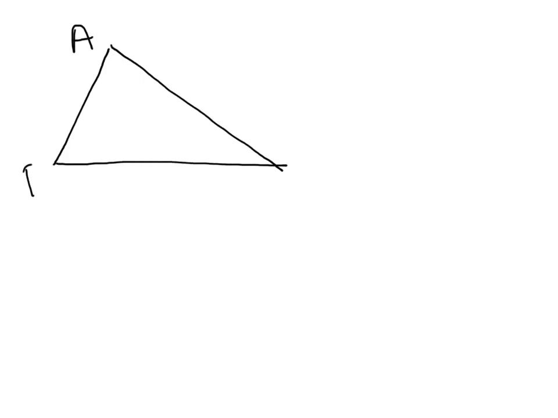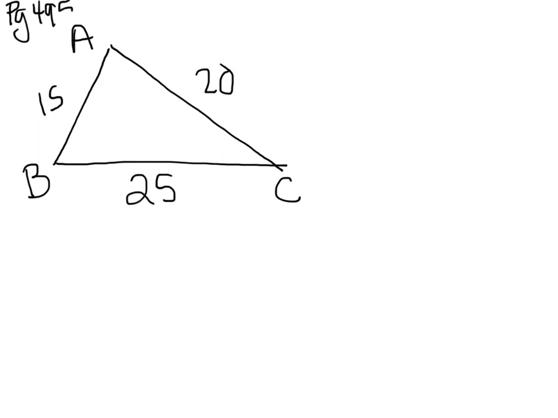So we have a triangle ABC, where AB is 15, AC is 20, and BC is 25. And this is page 495, number 39. Now, think to yourself, what type of triangle does this look like? And this should throw up a red flag in your mind. This is a right triangle.